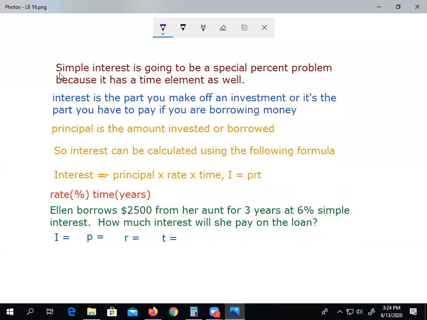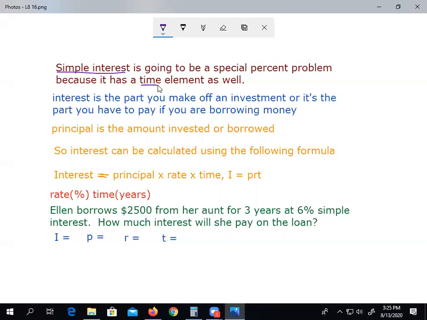So another type of percent problem we'll get into is what's called simple interest. It's going to be on the GED formula sheet as well. So if you see the words simple interest in a word problem, that's a signal that the GED formula sheet has that formula. It's a very special percent problem because simple interest involves a time element as well. Interest is the part you're going to make off an investment, or the part you're going to have to pay if you borrow money. And the principal is the amount that you invested or borrowed.